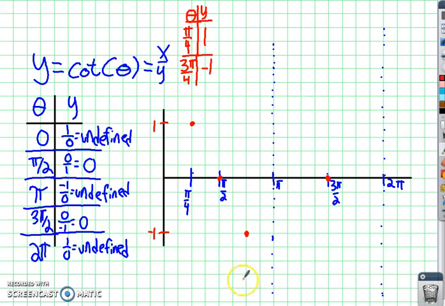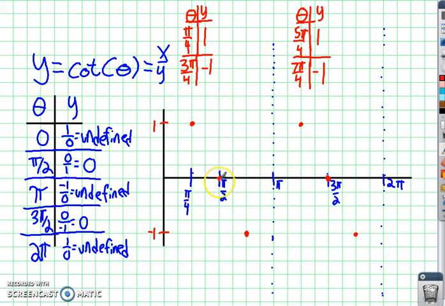It's right there. And I think you get what's going on, but we'll keep creating the t-chart just in case. All right, we get 5 pi over 4, which is 1, because I get negative root 2 over 2 divided by negative root 2 over 2. So as you can see, here is what's happening.